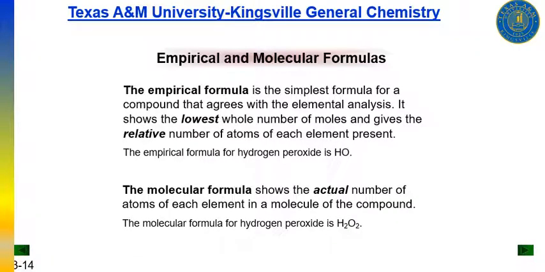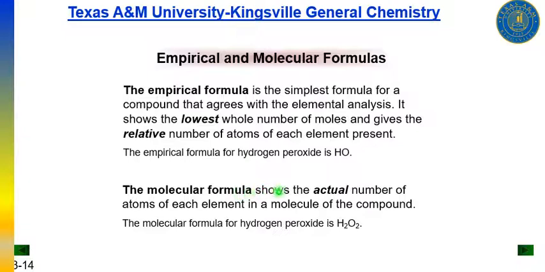Further, the molecular formula. We have one more key topic about the molecular formula determination. In order to determine the molecular formula, usually we determine the empirical formula. The empirical formula is the simplest formula for a compound that agrees with the elemental analysis. It shows the smallest whole number of moles that gives the relative number of atoms of each element present, such as hydrogen peroxide, which can have the empirical formula HO. Its molecular formula is H2O2.